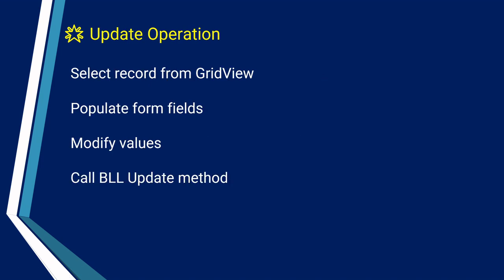For the update operation, allow users to select a record from the grid view. Populate the form fields with the selected data. Let the user make changes and then call the BLL's update method.